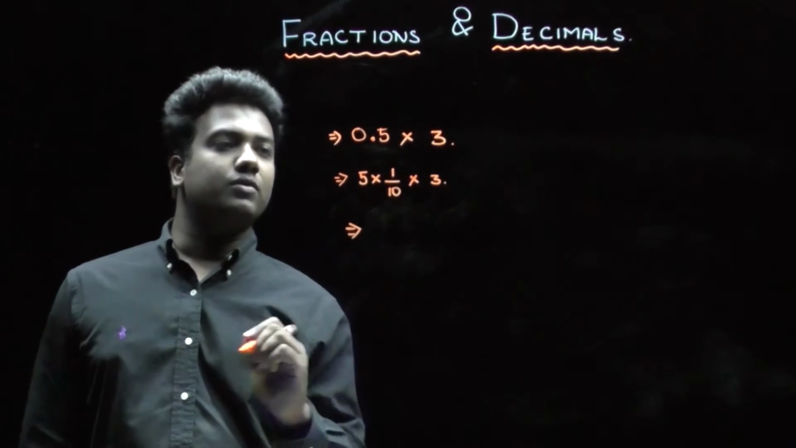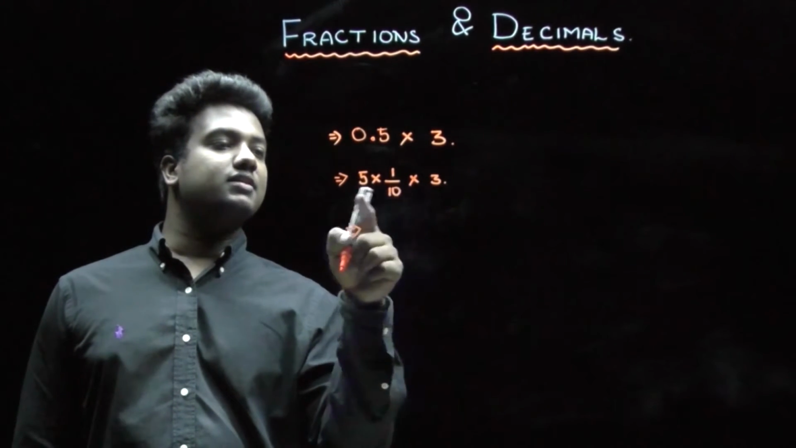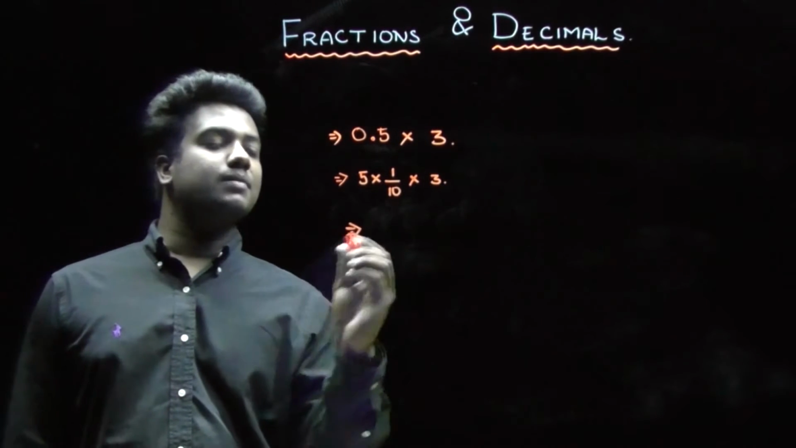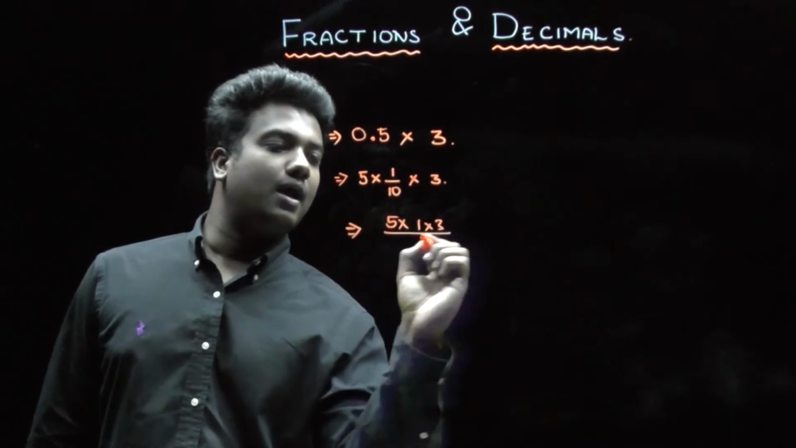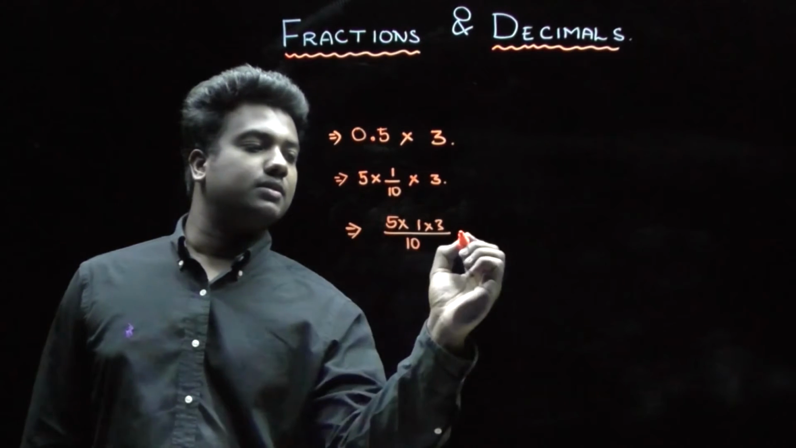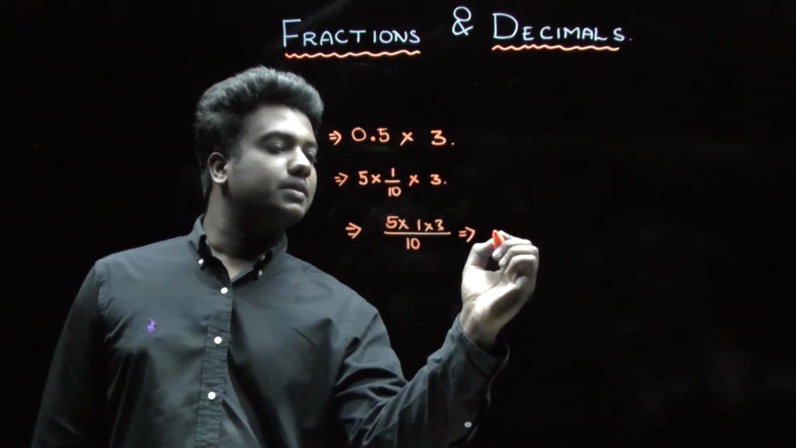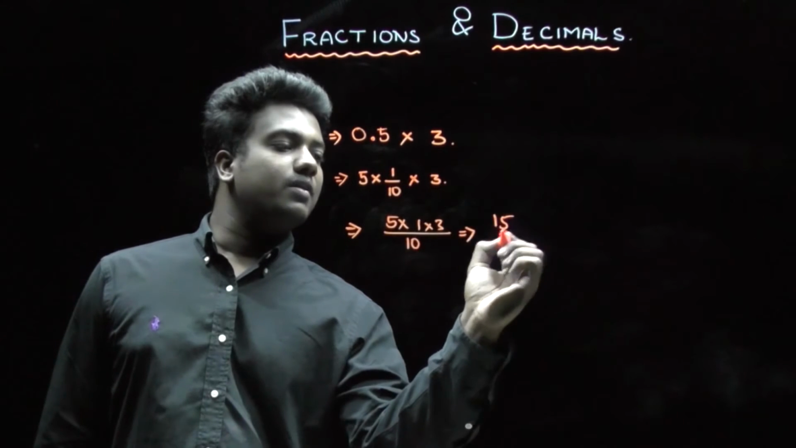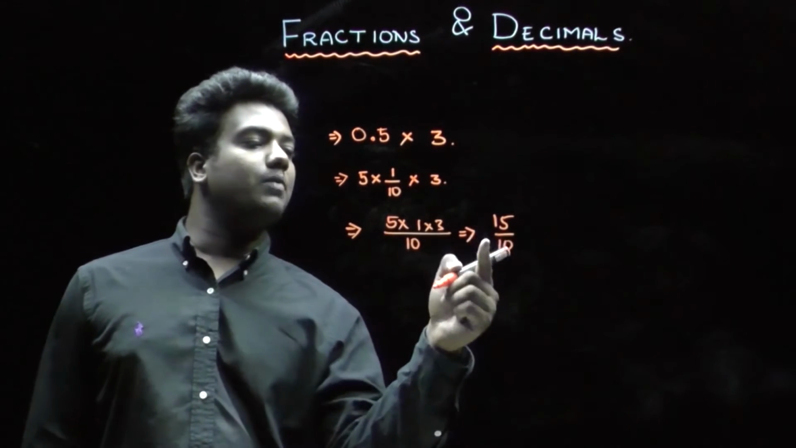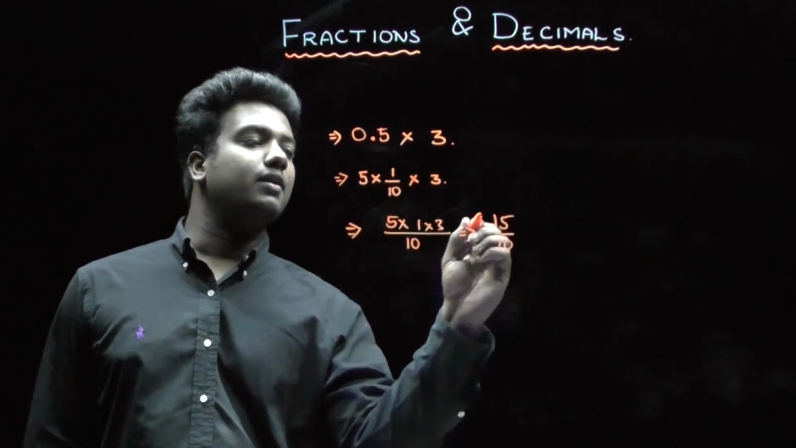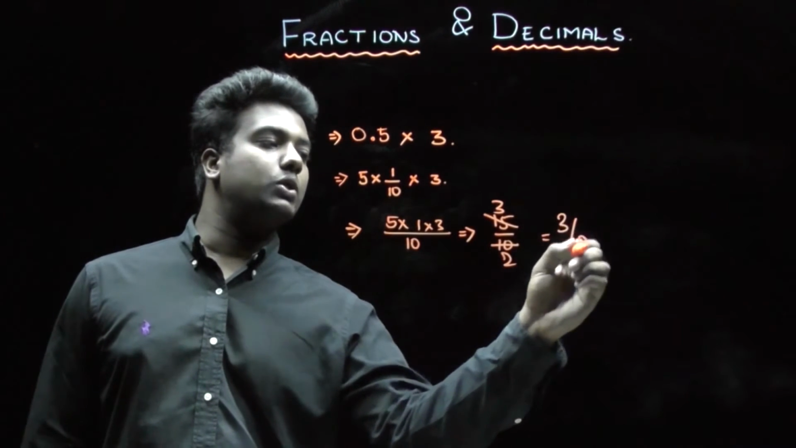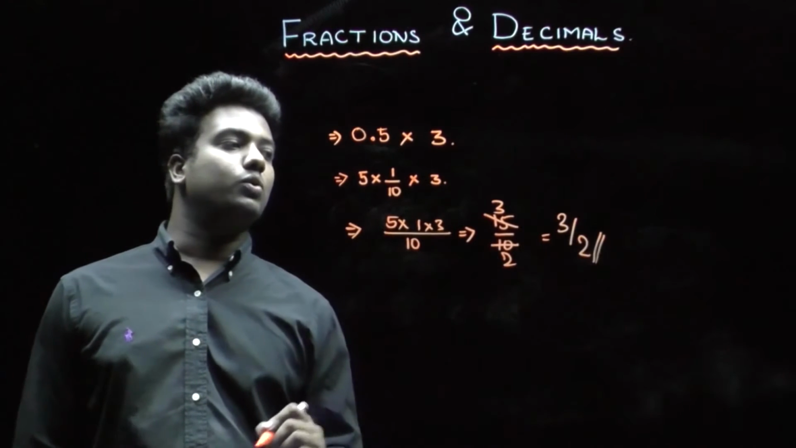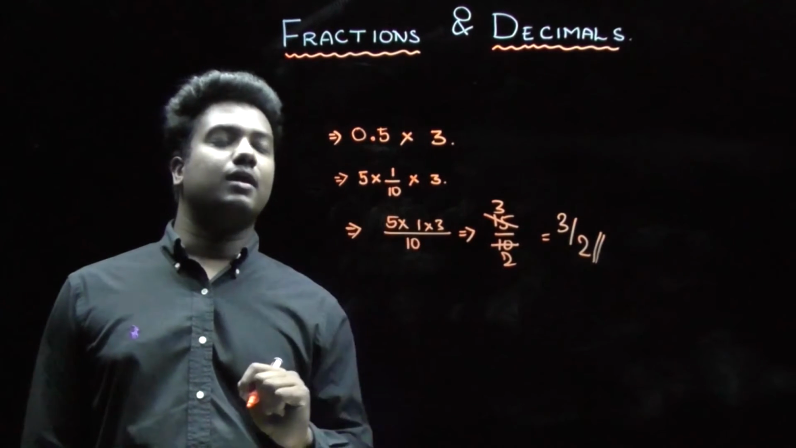So in the next step what you have to do, since it is a fraction and this is being multiplied with a whole number, simply what you have to do is you need to just multiply it with the numerator and make the denominator as same as it is. Okay, so this is 5 into 3 is 15 divided by 10. Now if you observe, 5 is the common factor for 15 and 10. So 5 3s are 15, 5 2s are 10. So 3 by 2 is the fractional value of 0.5 into 3.